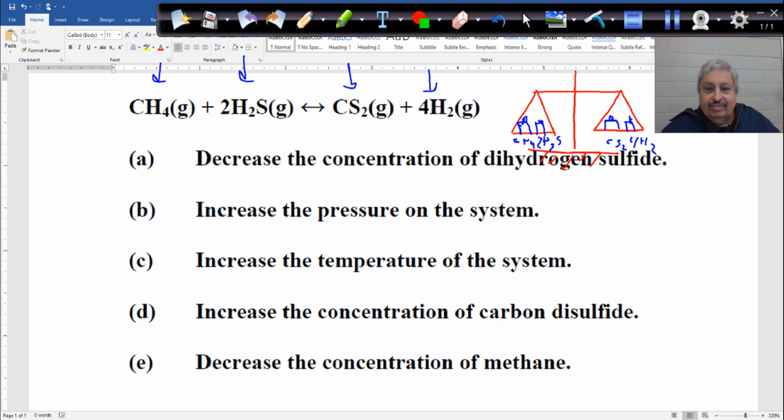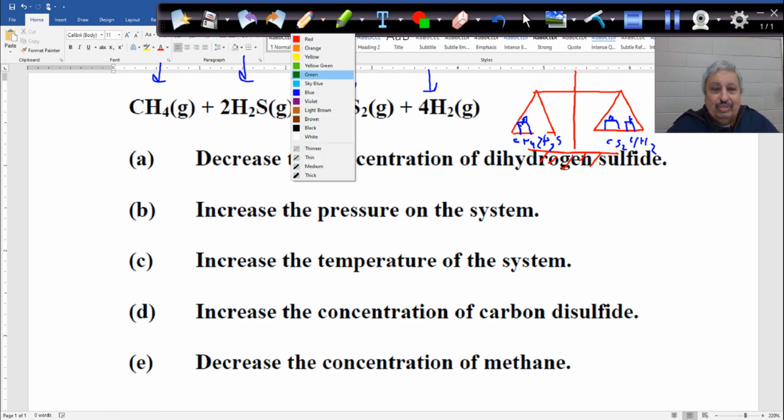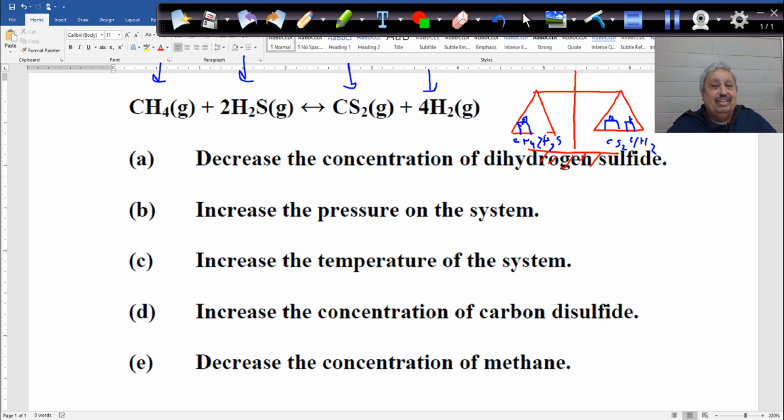Those are weights, correct? Now, I'm decreasing the concentration of dihydrogen sulfide. So decreasing the concentration, meaning I can say I'm removing this one here out. So what will happen to this arm of the balance? Will it go up or will it go down? Will it be lighter or heavier? It will be lighter, so it will go up. Lighter, correct?